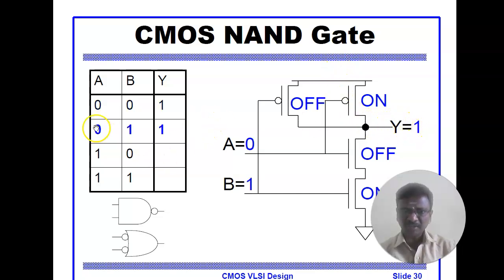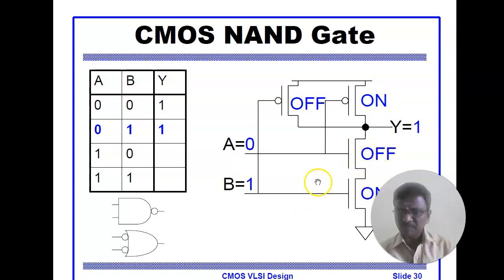Okay, and then for the next combination, when you are applying 0 to A and 1 to B, then one transistor will be in off condition and another transistor will be in on condition. That is, one PMOS will be off, another PMOS will be on, and one NMOS will be off, one NMOS will be on. So one will act as an open switch and one will act as a closed switch, right? Because of the parallel combination, either one of the transistors will pass the VDD. So the VDD will be passed to Y.